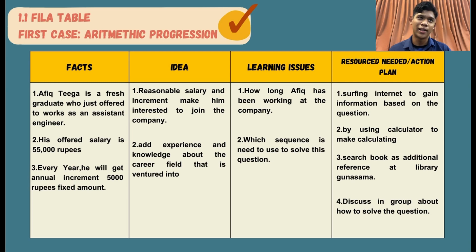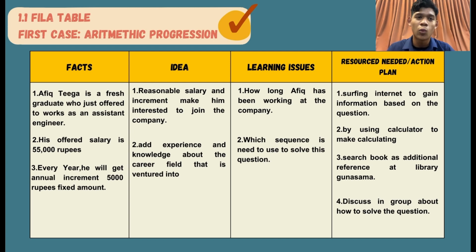So, the filled table. First case, arithmetic progression. Facts: 1. Afiq Tega is a fresh graduate who was just offered work as an assistant engineer. 2. His offered salary is 55k rupees. 3. Every year he will get an annual increment of a fixed amount of 5k rupees. Ideas: 1. A reasonable salary and increment make him interested to join the company. 2. To add experience and knowledge about the career field that he is venturing into.